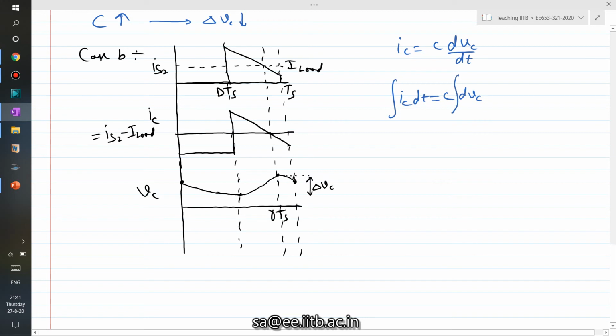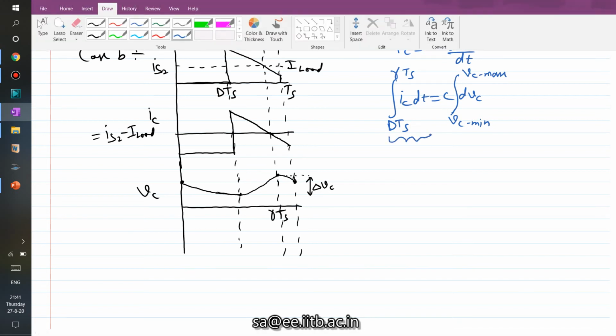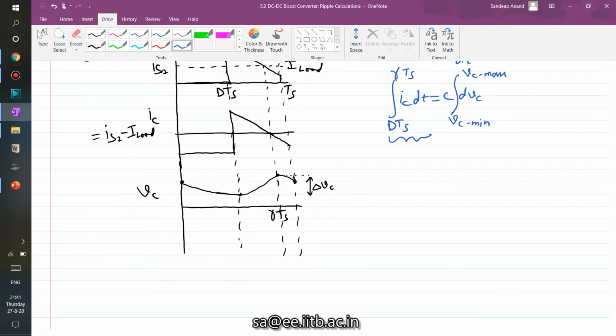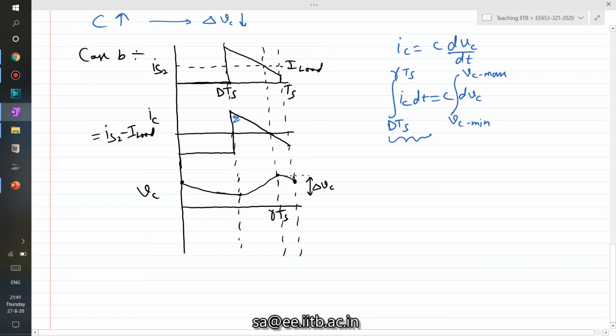Let's integrate, right? So we can integrate from dTs to gamma Ts, wherein the dVc value goes from VC min to VC max. We simplify it. What we get is, what is the left hand side term? The left hand side term indicates the area under this shaded region in the waveform for IC, right?